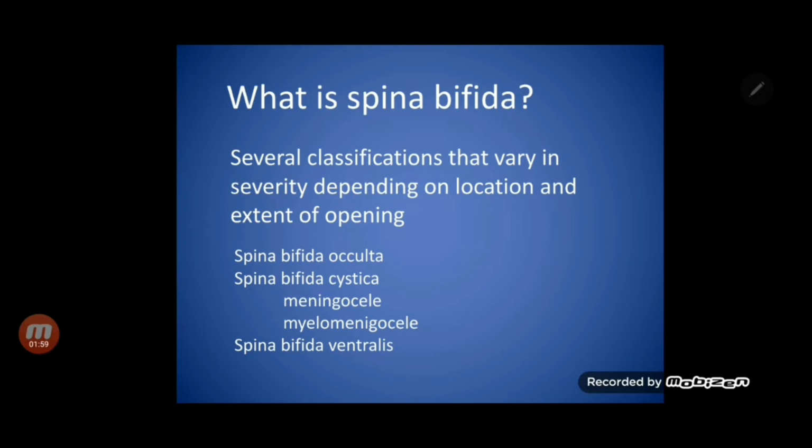How can spina bifida be classified? There are 4 types of spina bifida: the occulta type, the closed neural tube defects, the meningocele, and the myelomeningocele. And we have also spina bifida ventralis. The classification varies in severity depending on the location and the extent of the opening.